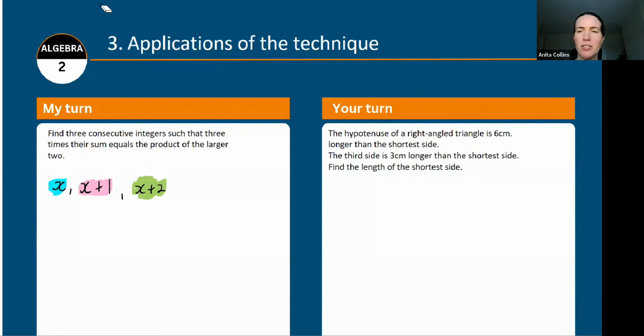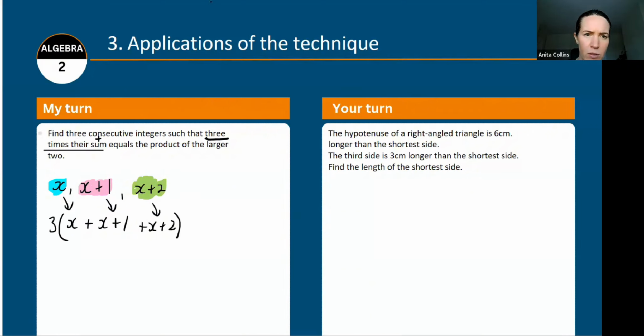I better go back and read the question now, and I've got to focus on the second part that I was putting off. Let's see. 3 times their sum. Now, sum, as you know, means add. Their refers to the numbers. So I should add them. 3 times their sum, so I better multiply all of that by 3. Equals the product, which means multiply, of the larger two.